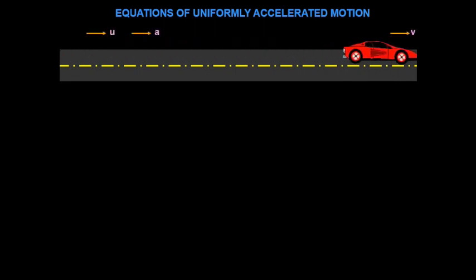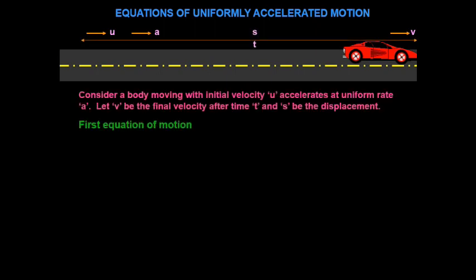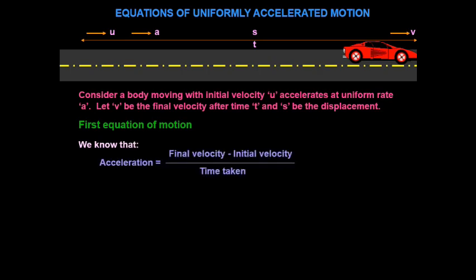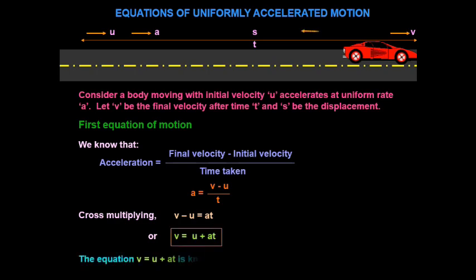Equations of uniformly accelerated motion. The body was moving with a certain velocity, and at a point it accelerated, reaching final velocity v, and s is the distance. We'll be finding the first equation of motion. Acceleration is equal to final velocity minus initial velocity divided by time taken. So a is equal to v minus u by t, from the definition of acceleration. If you cross multiply, you find v minus u is equal to at. Therefore v is equal to u plus at. That is the first equation of uniformly accelerated motion.